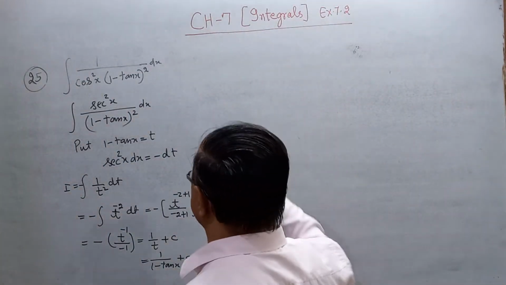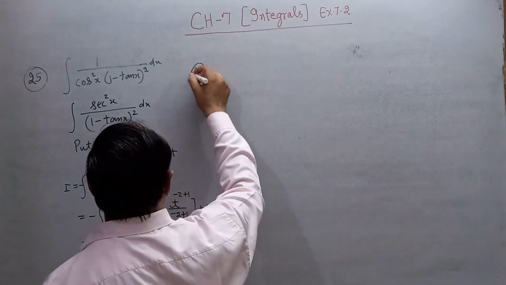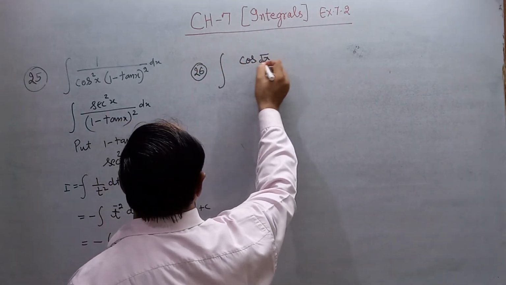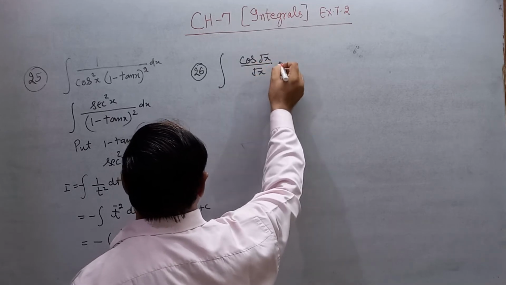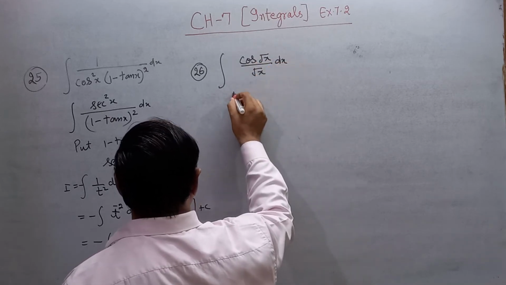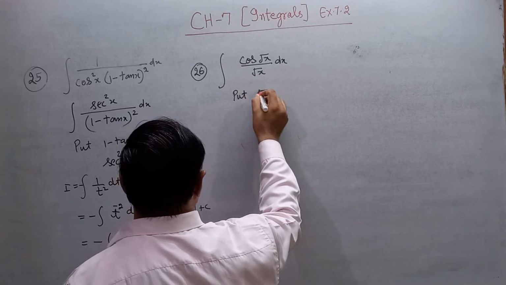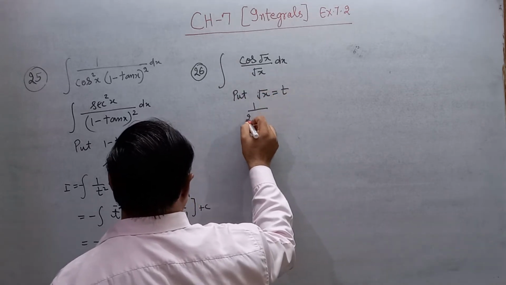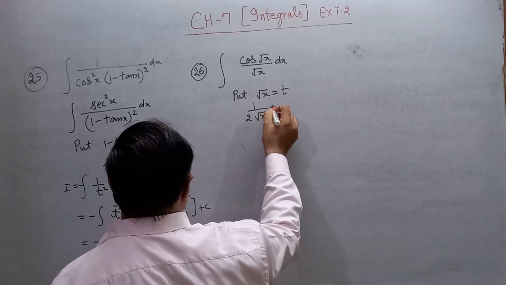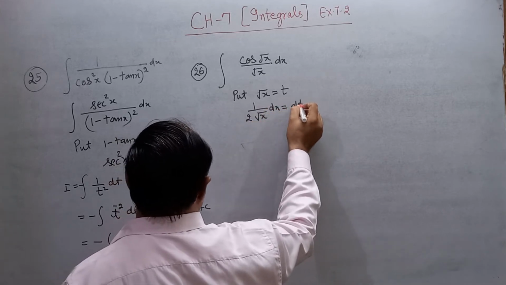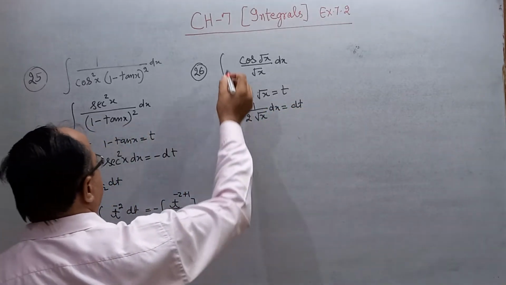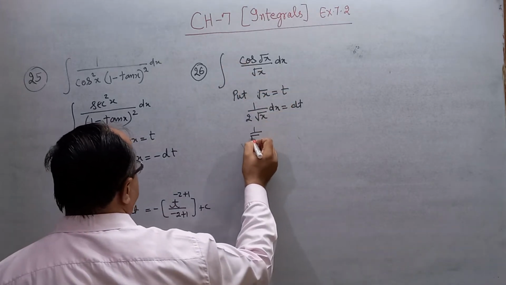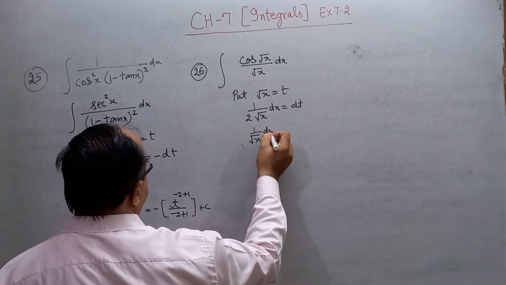Question number 26. Integration of cos root x upon root x. In this question, put root x is equal to t, because you know that the derivative of root x is 1 by 2 root x, dx is equal to dt. But you know that in the question 1 by root x dx is present, this is the extra quantity, and shift the extra quantity to the right hand side.